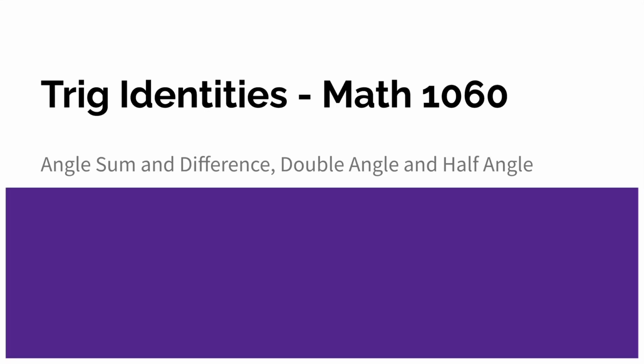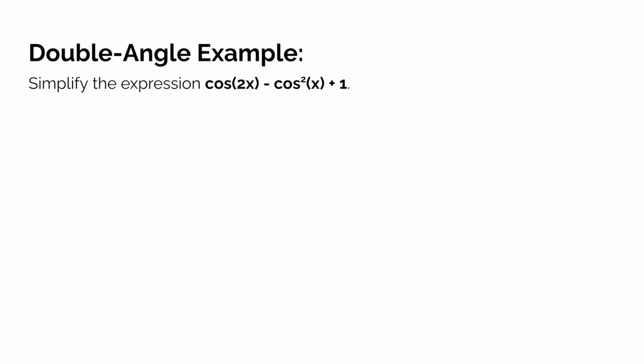In this video, we'll go over the angle sum and difference identities and double angle and half angle identities for trigonometry on Math 1060. We'll go over these by showing some example problems of where we can use them and how to use them. To start, we'll do a double angle example.